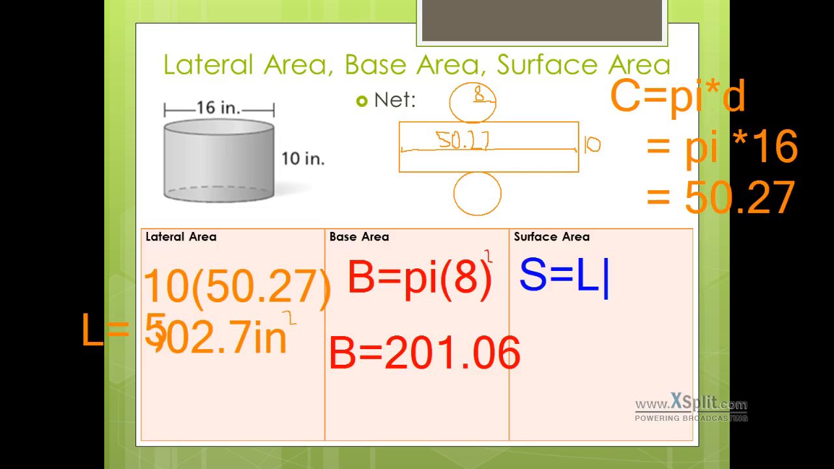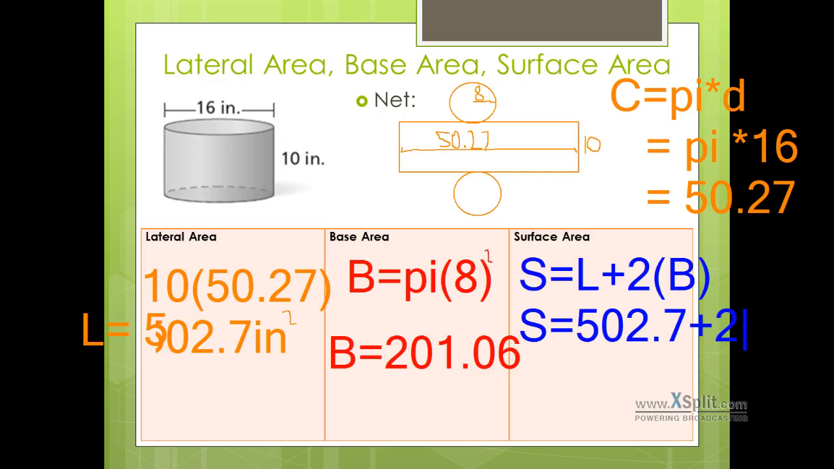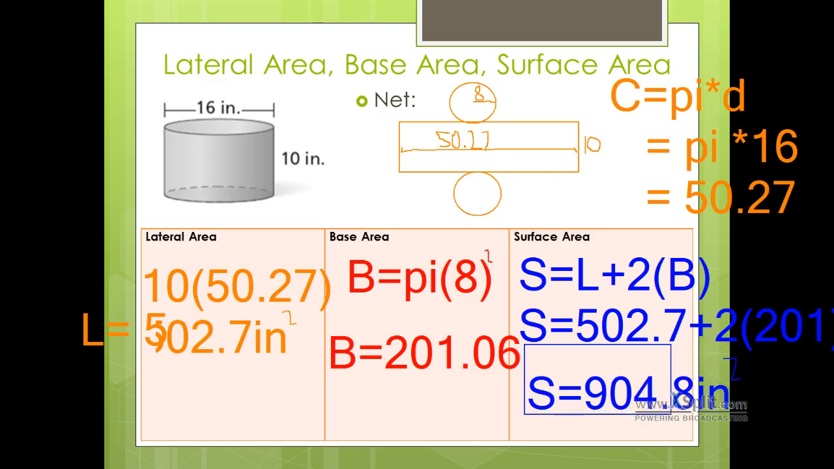So getting those all together, I'll switch over to some blue for surface area. Surface area is equal to our lateral area plus a couple of bases, since there are 2 bases. So that's going to be 502.7 plus 2 times 201.06. I'll multiply that by 2 and add on the 502.7. That leaves us with a total surface area of 904.8 or so inches squared as our final answer for the surface area of a cylinder.